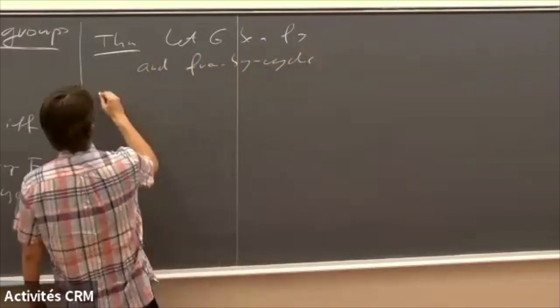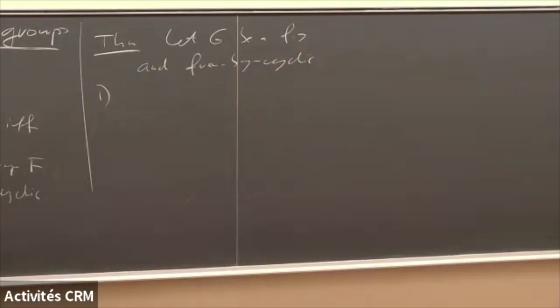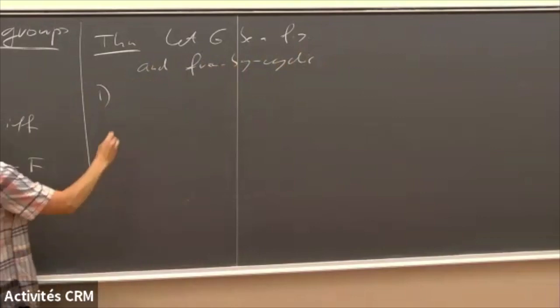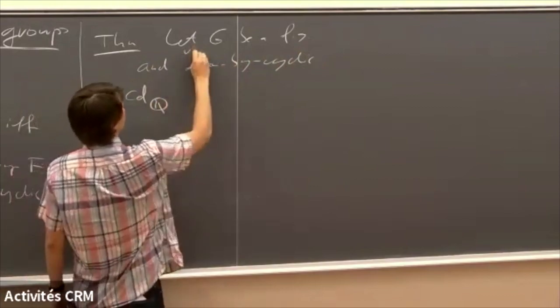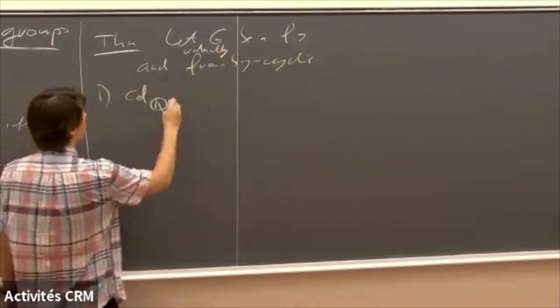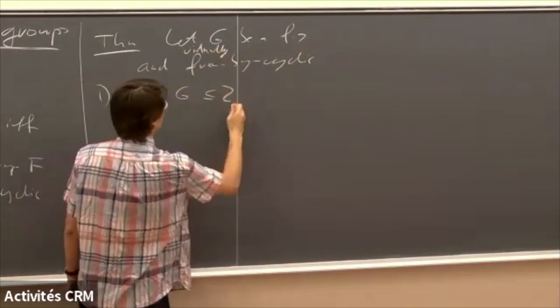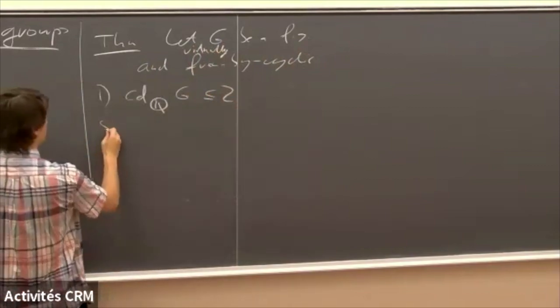What do we know? So we know lots of things about free-by-cyclic groups. And we know that the homological dimension, I will do it over Q because maybe I want first free-by-cyclic, and the homological dimension over Q is at most 2. That's not hard to prove, but that's important.